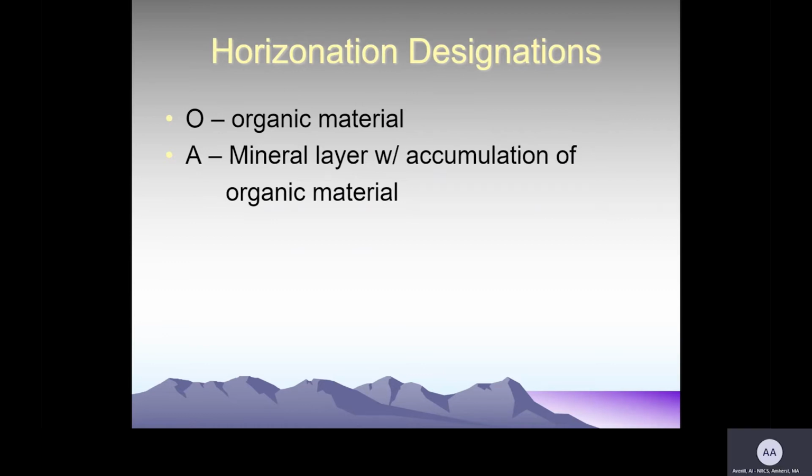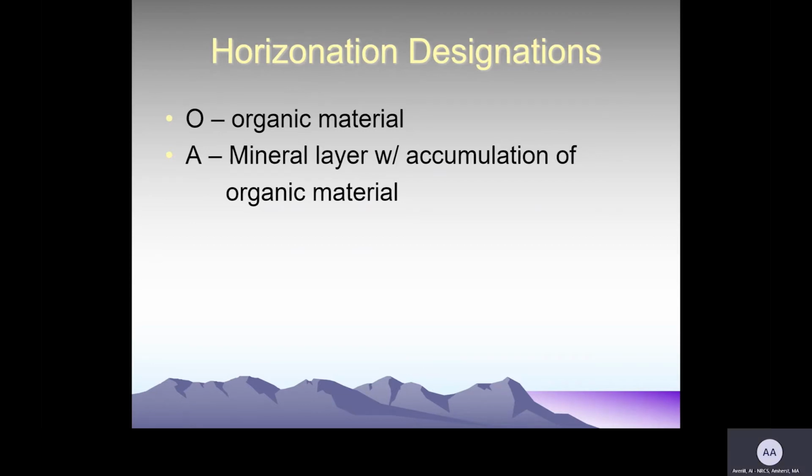So speaking of which, the A horizon is a mineral layer that has received an accumulation of organic material. And this tends to be the most highly decomposed form of organic material.